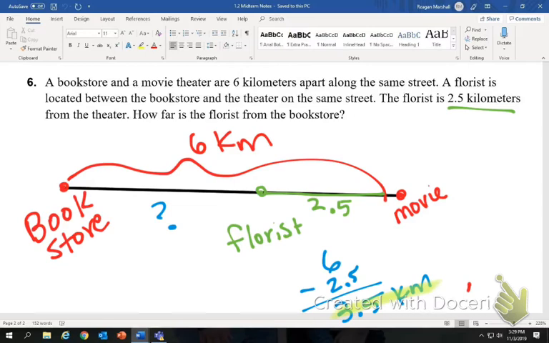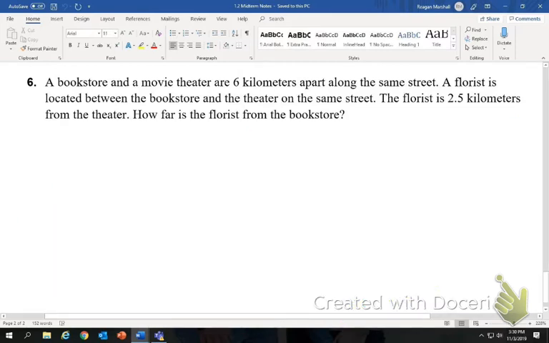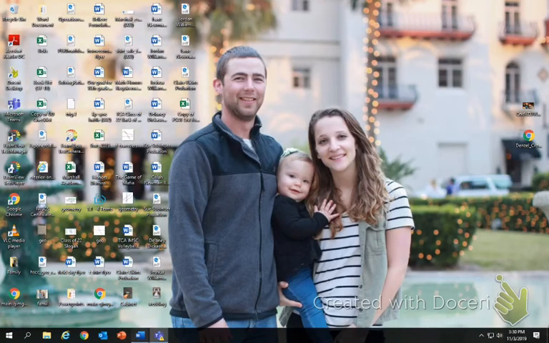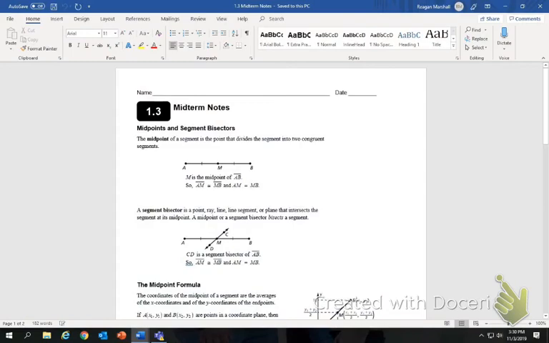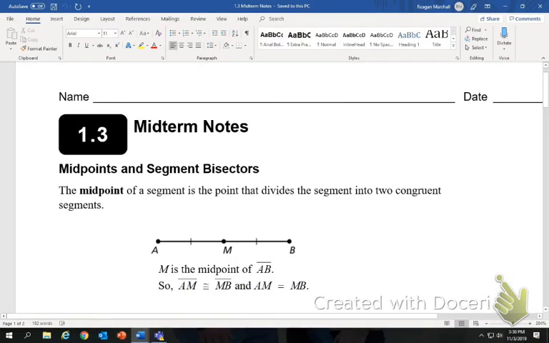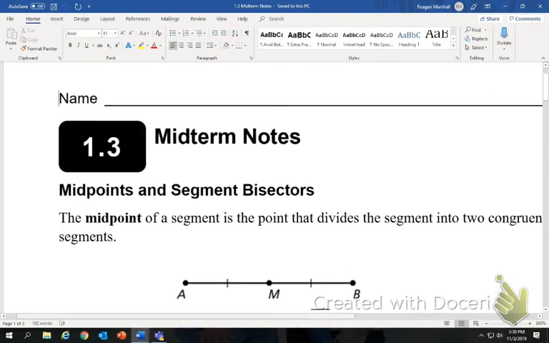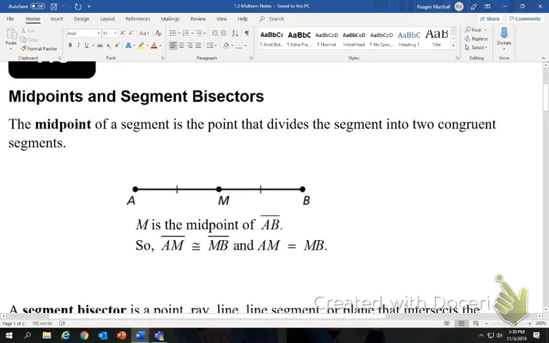From here, we'll move on to 1.3, and then that's where we'll stop for the day. So let's find it. Here we are, 1.3. So this is where we talked about midpoints. The midpoint of a segment is the point that divides a segment into 2 congruent segments. So remember that these marks mean congruent.